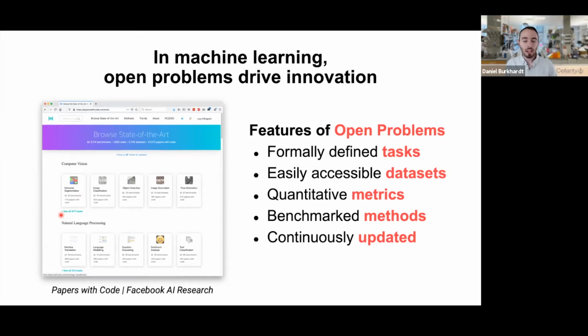And then there are many benchmark methods that are all sort of compared against the same baseline in these leaderboards that are often continuously updated over time. And so this was, I think, really an exciting framework for us to start to think about how to formalize challenges and to drive innovation in single-cell analysis.